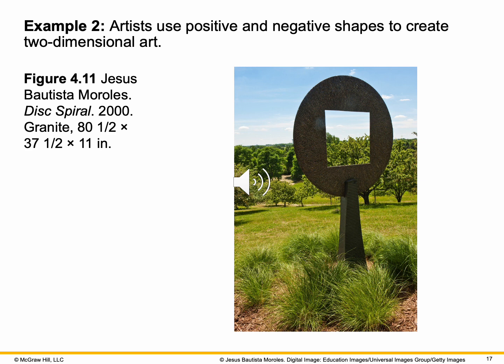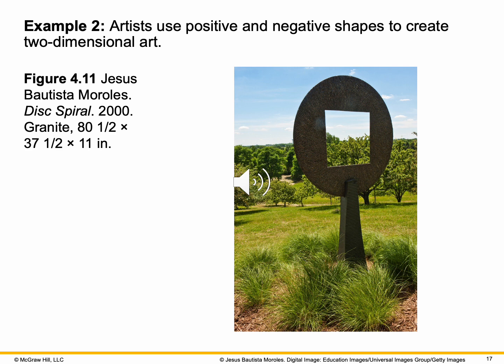There are several shapes in Jesús Bautista Moroles' monumental granite sculpture Spiral Disc. We see the positive shape of a circle at the top. The square hole in the middle creates a negative shape. For Moroles, the negative shape was just as important as the positive circle. The tall pyramid that holds up the disc has a thickness to it. It takes up space, as does the round base that the sculpture rests on. These thicker stones remind us that this whole sculpture is three-dimensional and has mass.